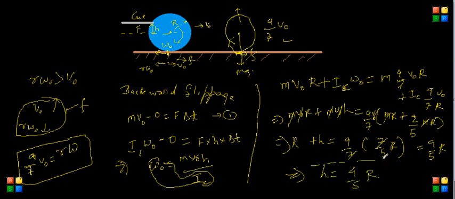And this is what we set out to investigate: what would be my height from the central line passing through the center of the ball, such that the ball, which starts with an initial translational velocity of v naught, eventually gains a speed of 9 by 7 v naught. So this is my height h, which means I must hit the ball with the cue at a height of 4 by 5 r from the center, such that this condition is satisfied. Thank you.